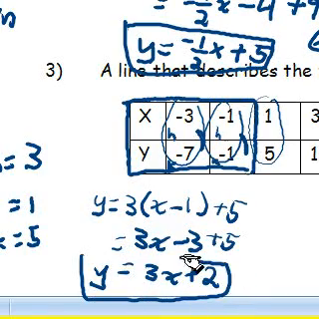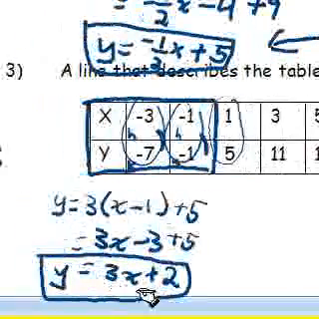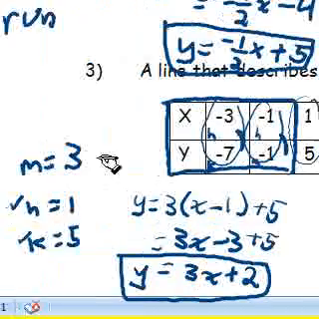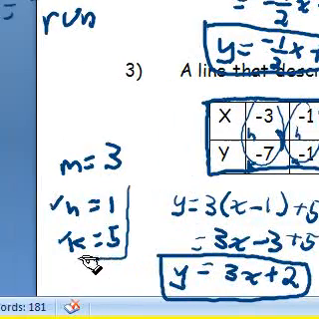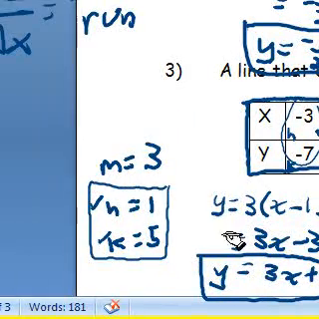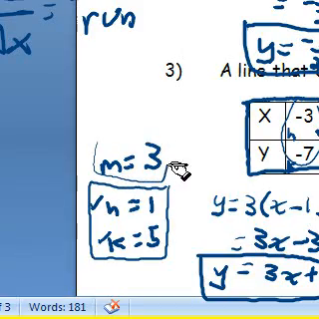And there you have it. There is our simplified answer. This is a line that passes through the point 1, 5 and has a slope of 3.